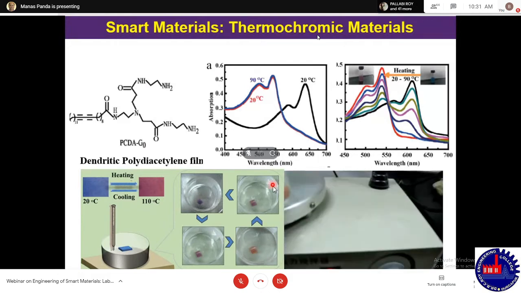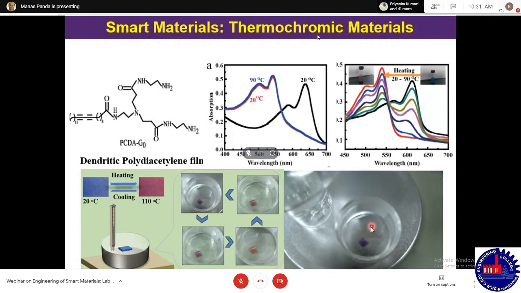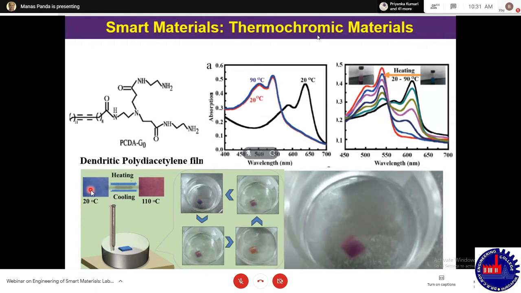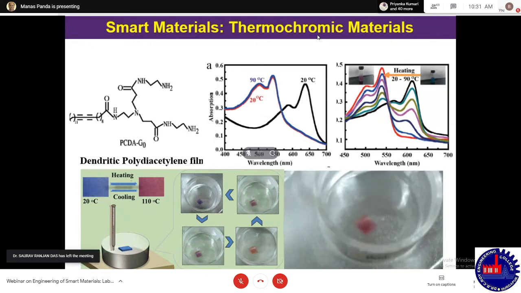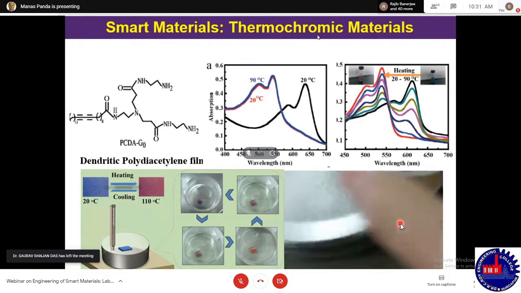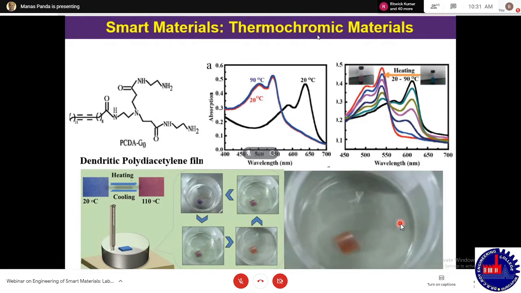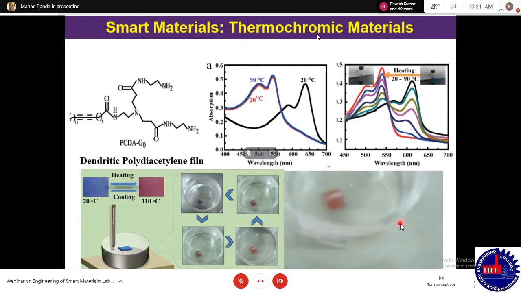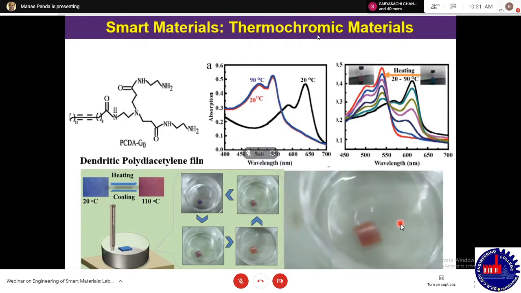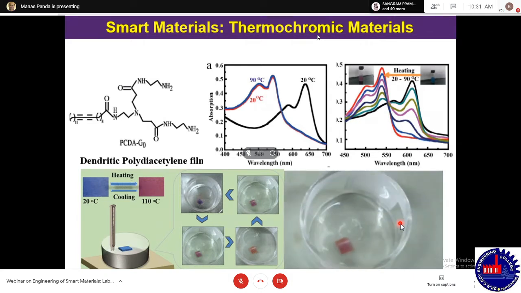That's a reference temperature point, and here is the initial color at 20 degrees, and then slowly it changes to pink. You can observe from here, and then again it cools back. It can come back to the original violet color. Okay, so these types of materials are very important for different applications. I'll go to the applications in the subsequent slides. So when it's cooling, you can see how slowly it is coming back to the original color.